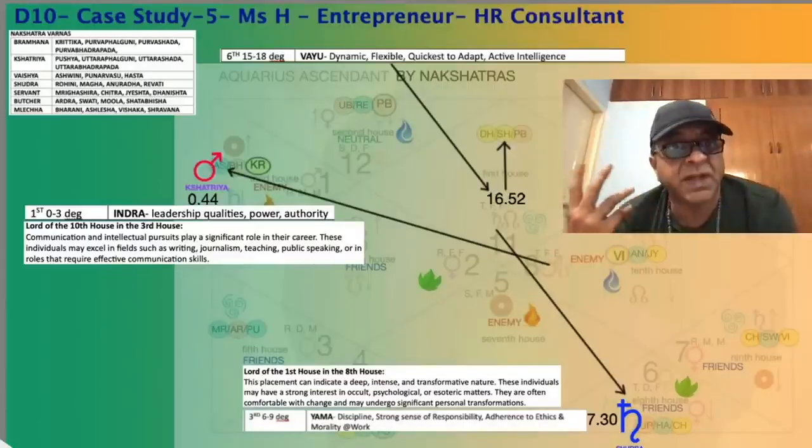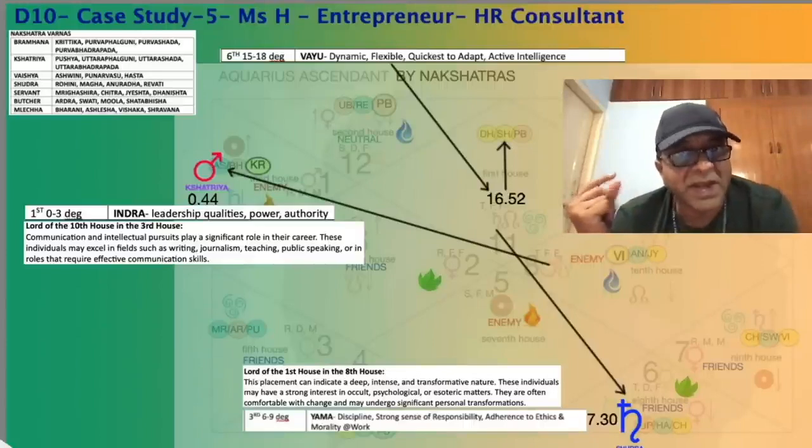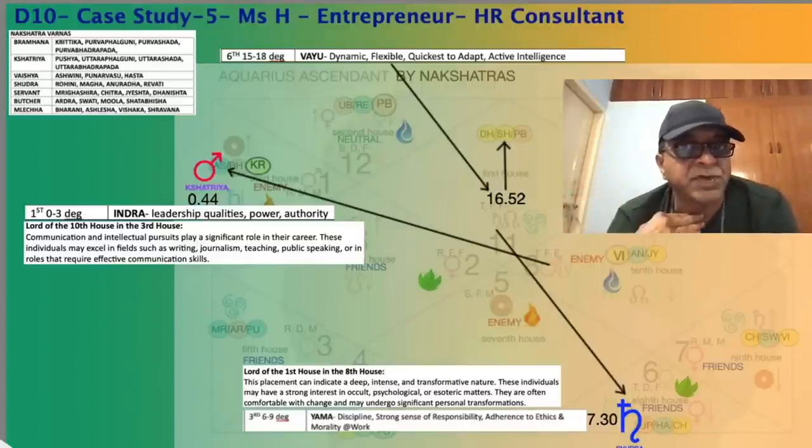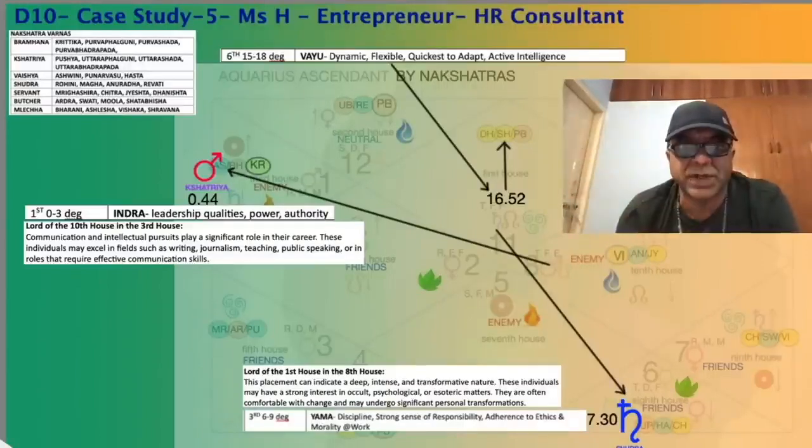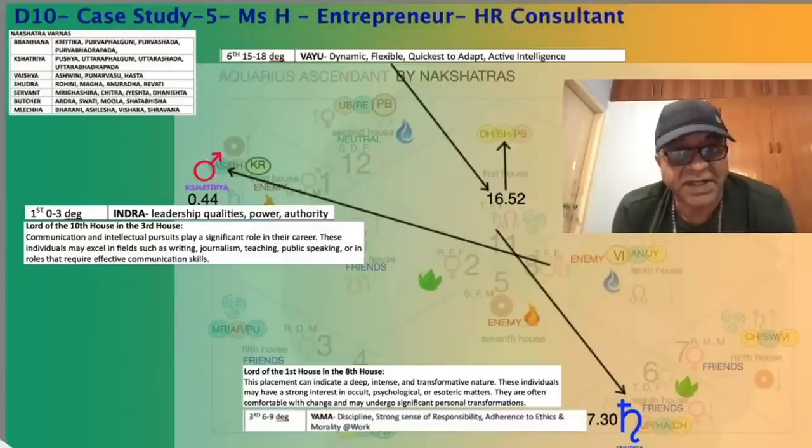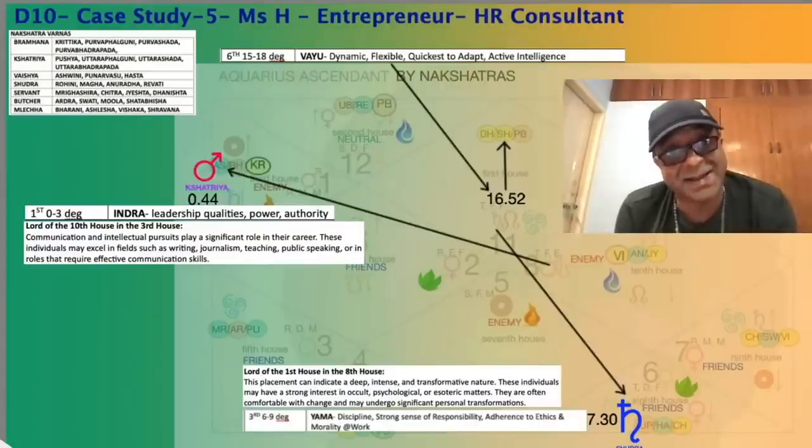16.52 gives her the ability to think quickly on her feet. Sorry, my throat today. The Lord of the First in the D10 is Mr. Saturn, and Mr. Saturn is sitting at 7.30 degrees of Uttar Falguni Nakshatra, again in the 8th house.